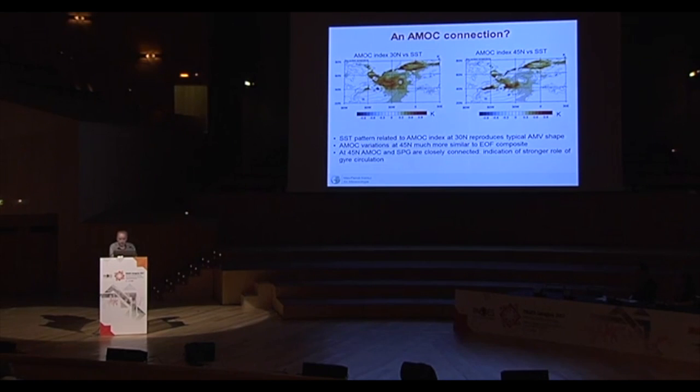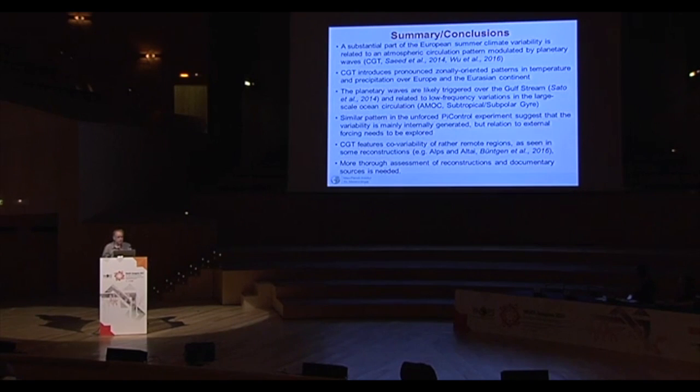When we do the same thing with the AMOC at 45 north, we get a pattern that looks pretty similar to what we saw in the previous paper from the composite with our temperature EOF. So it could be that for this part of the modulation by the ocean, the gyre system and the AMOC in higher latitudes is more important.